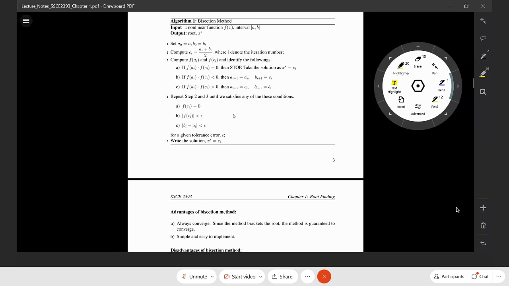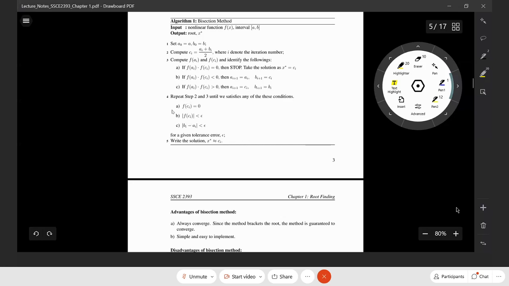But mathematically in bisection, it needs to have the stopping condition now. Because this is an iteration process. Iteration meaning you keep repeating the same process. So you need to know when do I need to stop. So there must be a condition where I need to stop. So these are the conditions.